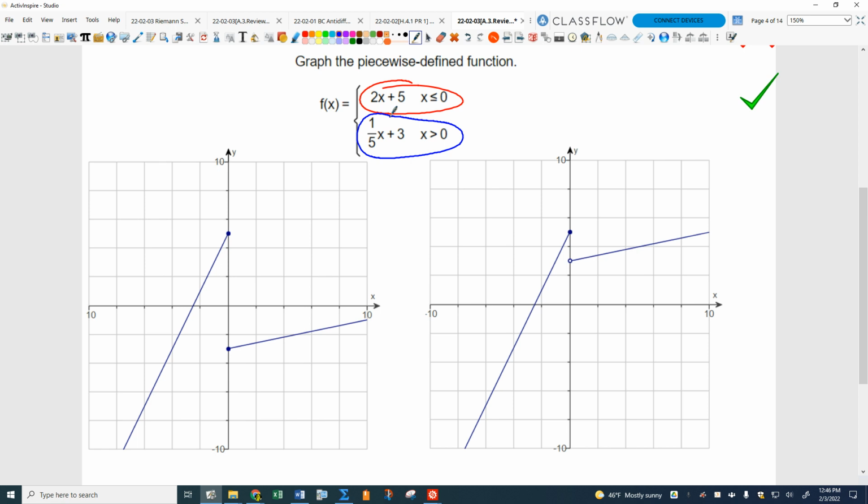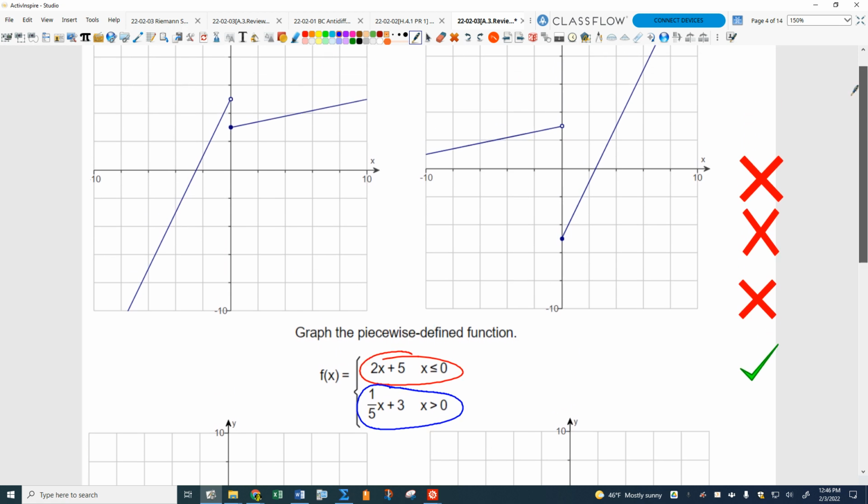So first of all, what's my divider or my boundary between the two pieces? If an ant's walking on this thing, where does the ant have to jump from? Okay, 0, right? Jumps from red to blue at 0, right? So the vertical line x equals 0, which is the y-axis, would be the boundary between the two regions, right? The two pieces. So we're going to graph the red one to the left of 0. So that one gets graphed.